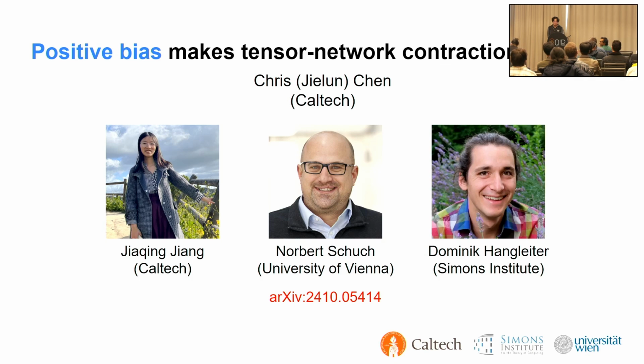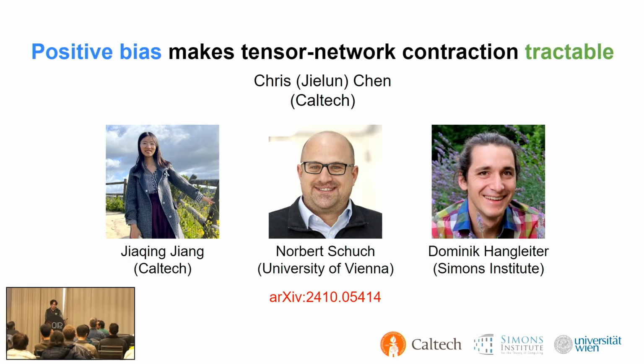My name is Jielun Chen from Caltech. Today I will talk about how positive bias can make tensor network contraction tractable. This is joint work with Jiaqing Jiang from Caltech, Norbert Schuch from University of Vienna, and Dominik Hangleiter from the Simons Institute at Berkeley.